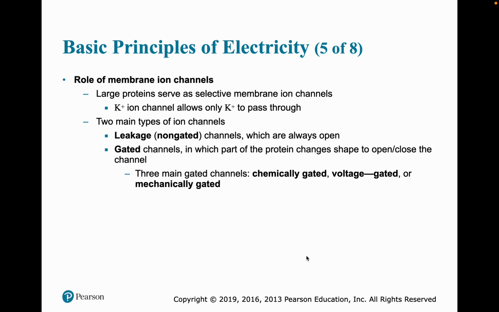So let's apply those to membranes, neuron membranes in this case. Large proteins are going to be selective membrane ion channels. We have potassium ion channels that only allow potassium through. There are two major types of ion channels: those that are non-gated or leakage channels that are always open, and gated channels, which, when they are activated because something binds to them, change shape and open or close the channel. There are three kinds of gated channels. They can be gated chemically, they can be gated by voltage, or they can be mechanically gated.